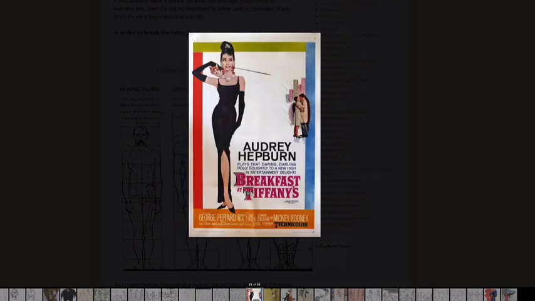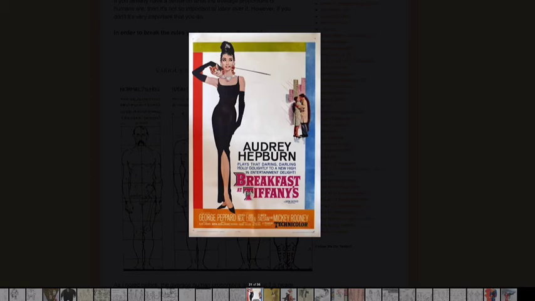So this is Bob McGinnis. Bob McGinnis was the artist who did all the James Bond 007 posters with Sean Connery back in the 60s. And he's great. He does these very, very beautiful women. Of course, this is the poster for Breakfast at Tiffany's. We all know Audrey Hepburn. We all love Audrey Hepburn.